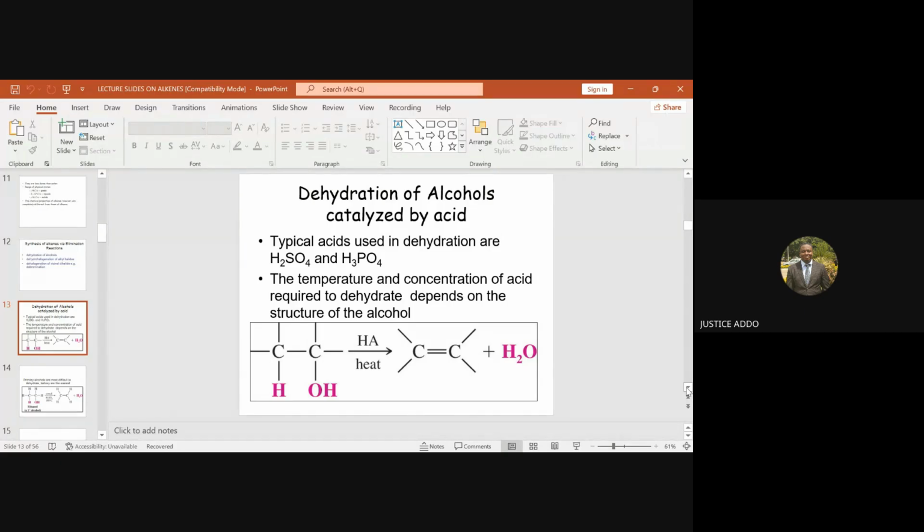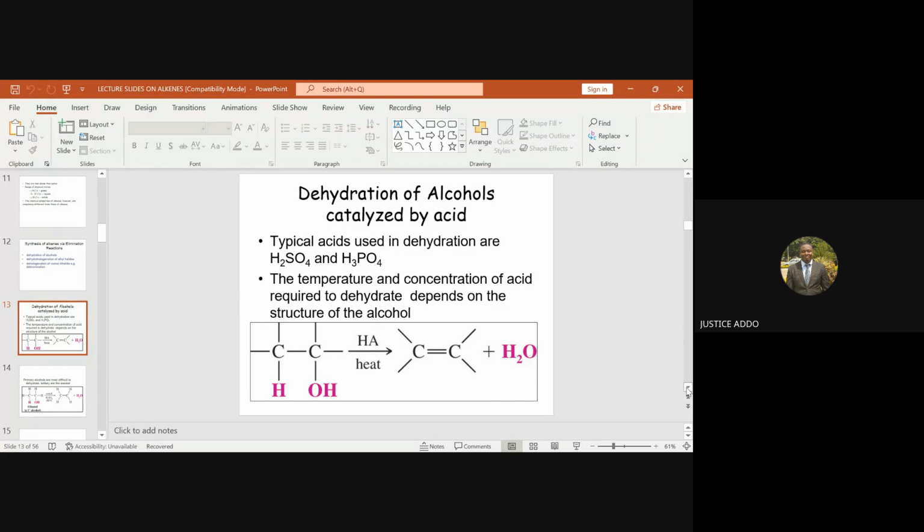In the dehydration of alcohols, the reaction is indeed catalyzed by an acid. So here, the acid catalyst serves as what? The reagent. And of course, the reaction also requires some level of what? Temperature, depending on the nature of what? The alcohol.